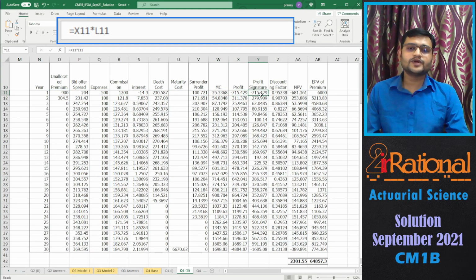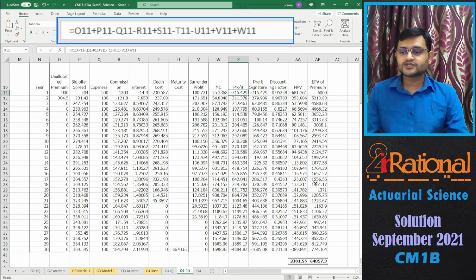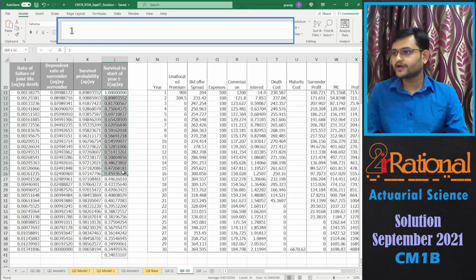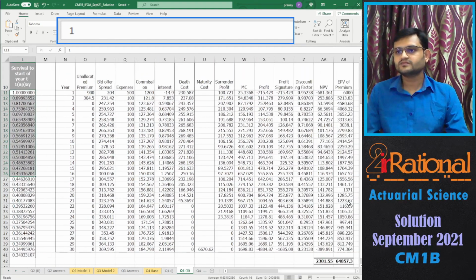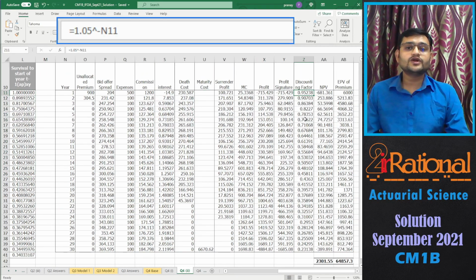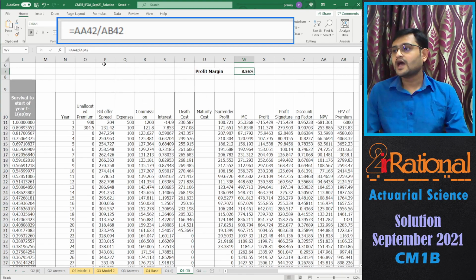Profit signature would be our profit vector multiplied by T minus 1 APX, the ones that we have calculated here. Discounting factor would be according to the risk discount rate, and net present value will just be profit signature multiplied by our discounting factor. Then we have also calculated the expected present value of premium here, calculated the total, and our profit margin will just be NPV divided by expected present value of premium converted into percent rate, that would be 3.55%.